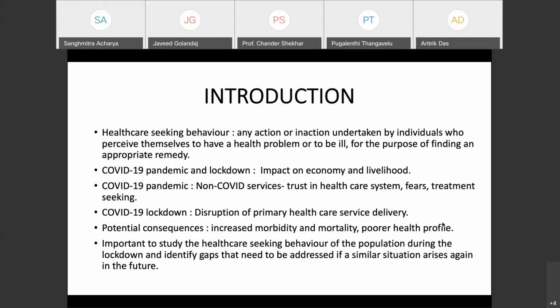The pandemic itself, and especially the duration of the lockdown, has affected primary healthcare service delivery and the medicine supply on behalf of the government, as well as the prices of medicines in the private sector. All of this has been affected. The potential consequences include increased morbidity, mortality, and a poorer health profile of the community. So it is important to study the healthcare-seeking behavior of the population during the lockdown and identify gaps that could be addressed if a similar situation arises again in the future.